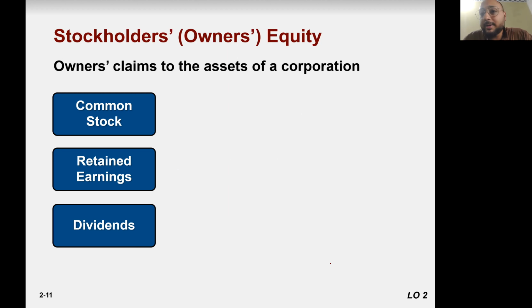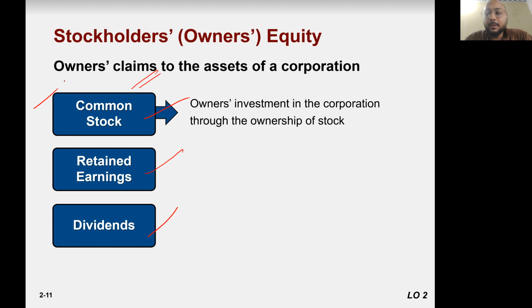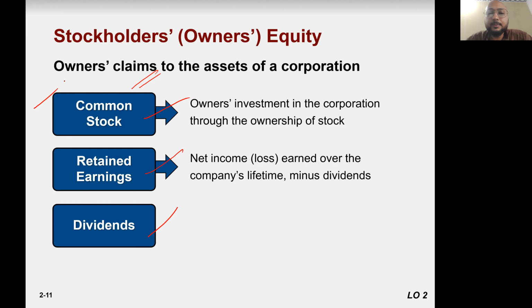Now, stockholders' equity accounts. Common stock, retained earning, dividend. We already talked about these. So all the transactions related to shares that are issued in the market are recorded under common stock. All the retained earnings, which are net income earned over the company's lifetime minus dividend. How much you retain, how much you paid, how much you paid you minus, and how much you retain will be recorded under the head of retained earning.